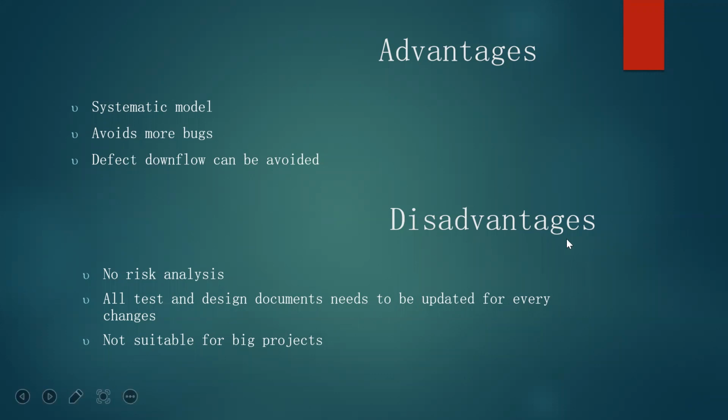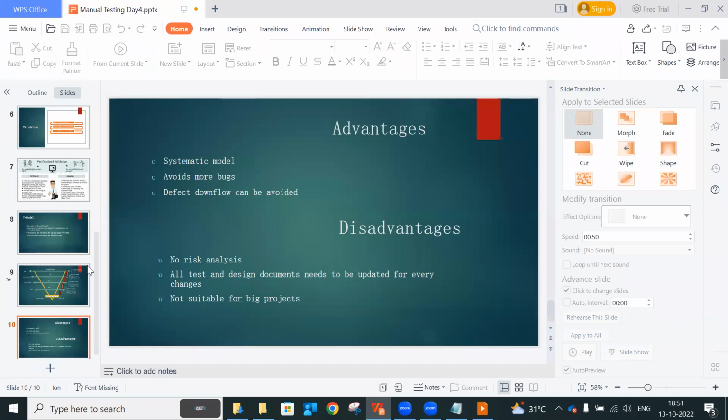But disadvantages. The biggest disadvantage, as you would have seen, is that we do not have any risk analysis in this V model. Each and every time we get a new requirement, the design documents and all the documents, test plan, test case, everything needs to be updated. And as we have so many steps to be done, this is not suitable for a very big project. For a long term, very big project, obviously this is going to be the toughest one.